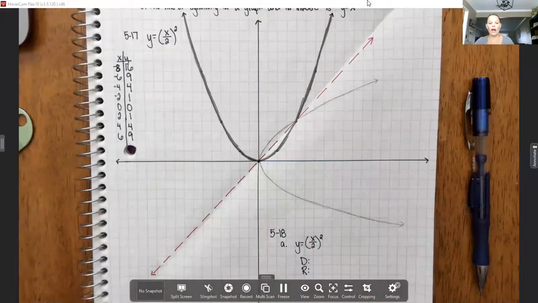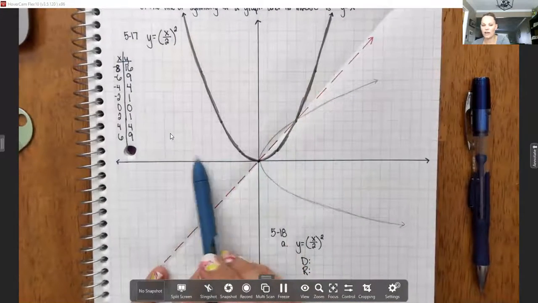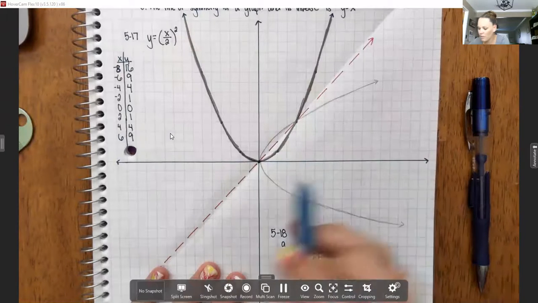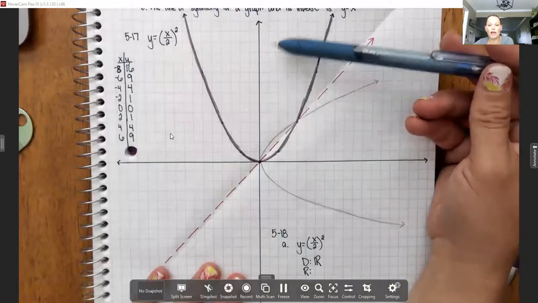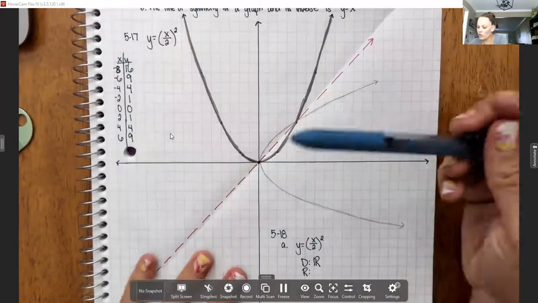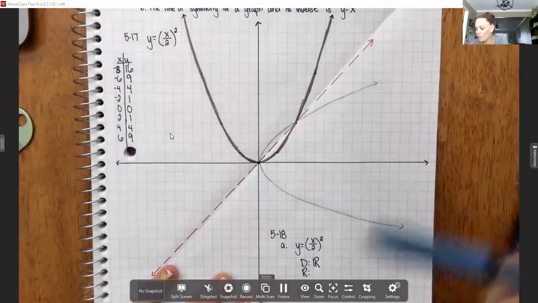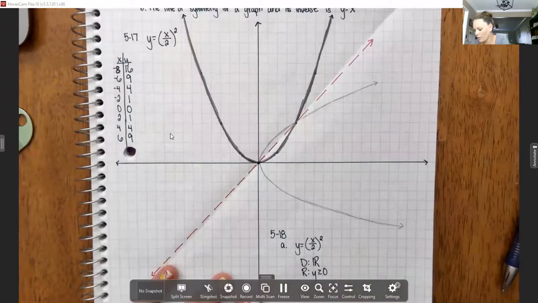So our original graph, this original parabola, the domain is all the x values. So our domain here is all real numbers because it goes left forever and right forever. And then our range, remember, is our y values up and down. The lowest it goes is 0, and it touches 0, and then it's going up forever. So our range is y is greater than or equal to 0.